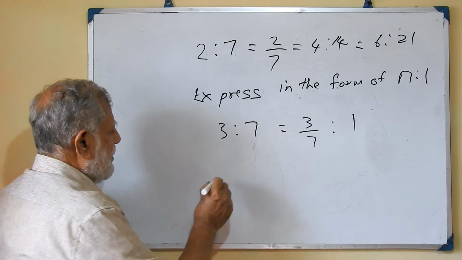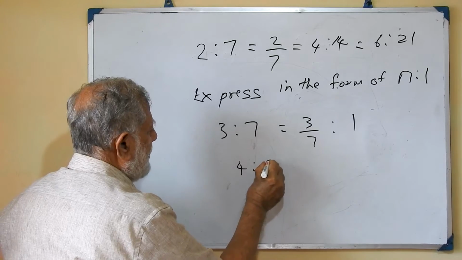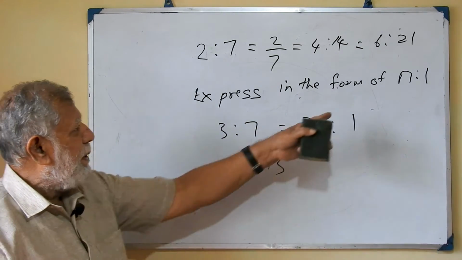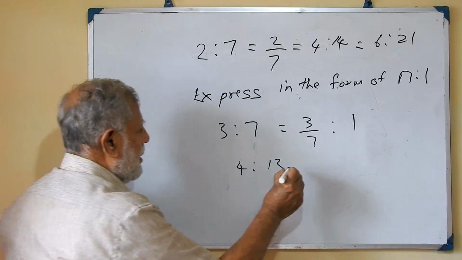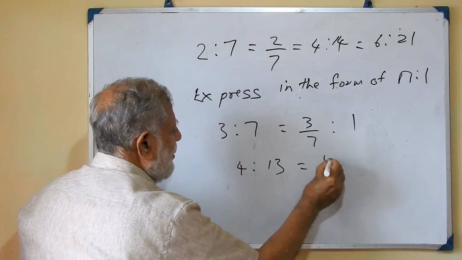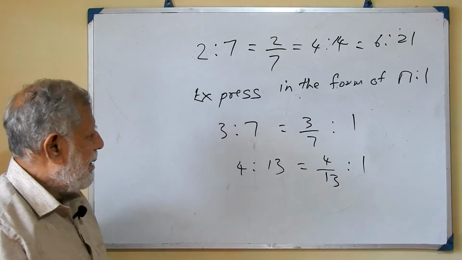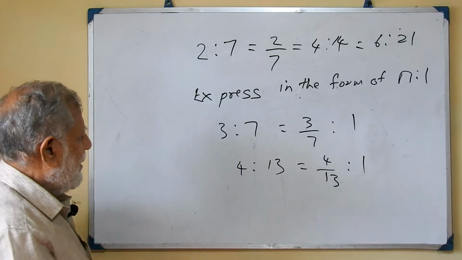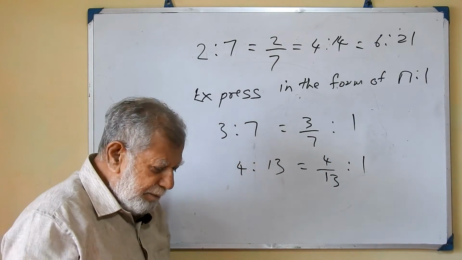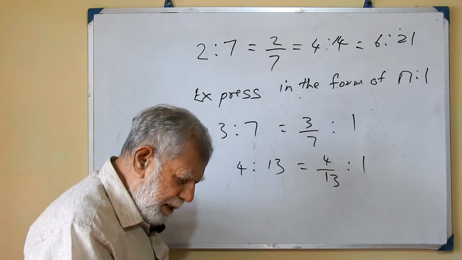We take another example. Say 4:13. You have to express it in the form of n:1. So that is equal to dividing both by 13. So it will be 4 upon 13 is to 1. So this is how we write this ratio. Like that we can have so many types of questions referring to this.